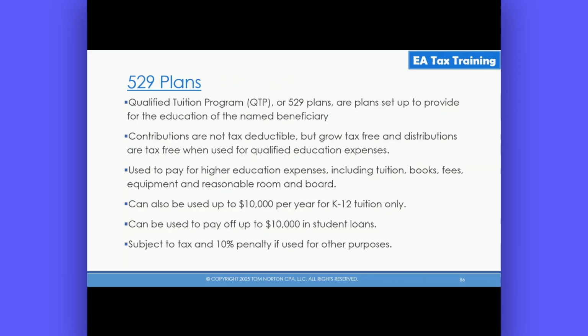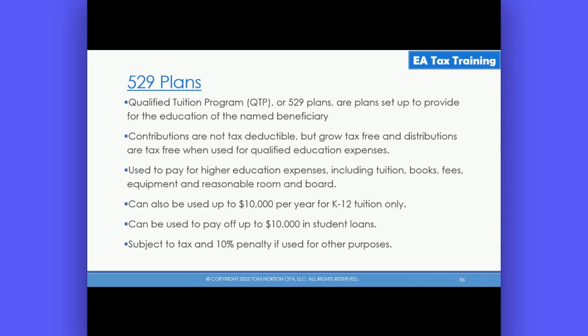This can be used to pay for higher education expenses, including tuition, book fees, equipment, and reasonable room and board. And that used to be all you could use it for. You couldn't use it for anything else. But now you can. You can also use up to $10,000 per year for K through 12 tuition. Now it's tuition only, but still you can use $10,000 a year to pay that kindergarten through 12th grade tuition. You can also use $10,000 to pay off student loans that you may have.